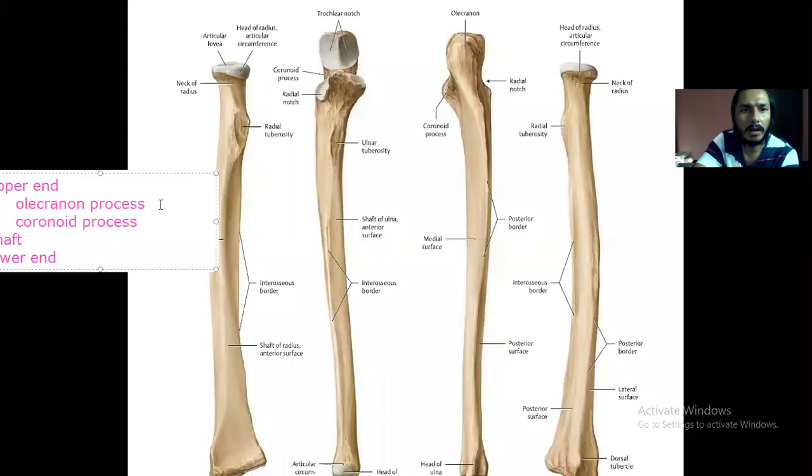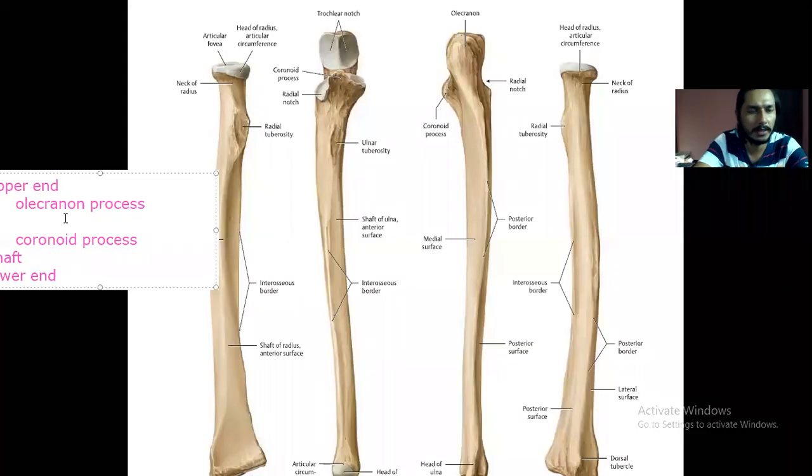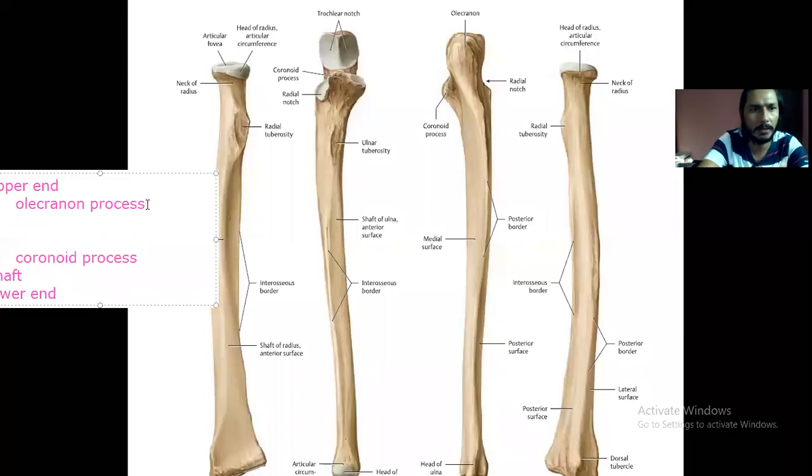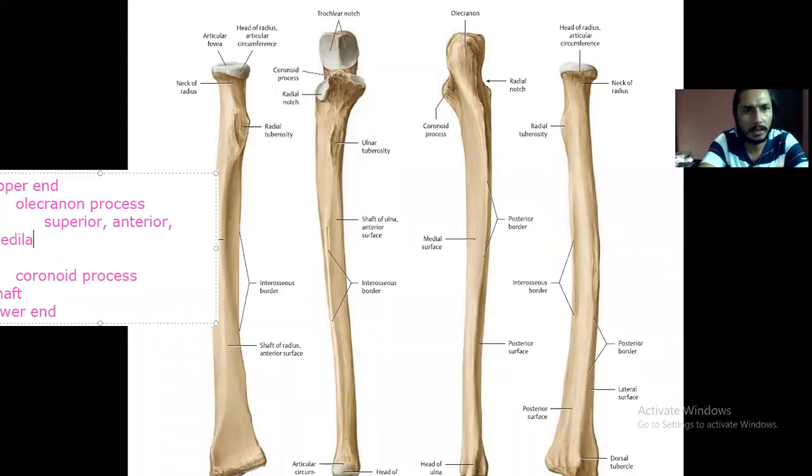Now in the olecranon process you will find five surfaces. You have to know the names of the surfaces, and any particular feature in each surface. The superior surface, the anterior surface, then the medial surface, the lateral surface, and the posterior surface also.